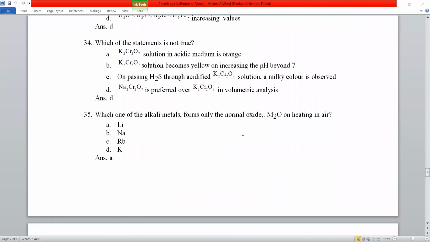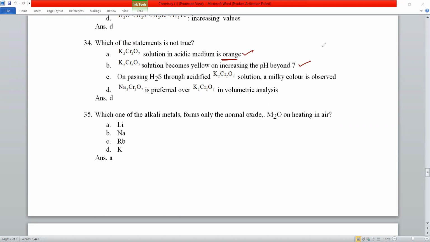Question number 34, which of the following is not true? So the first statement: K2Cr2O7 in acidic solution, what color? Orange color, correct only. And K2Cr2O7 becomes yellow on increasing pH beyond 7. Nothing but in basic medium, it should be the yellow color.